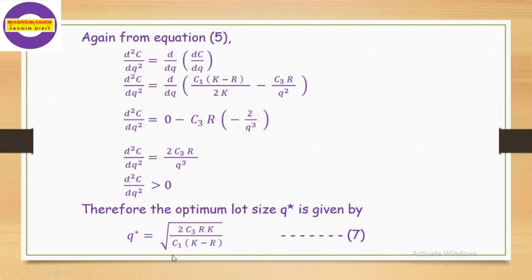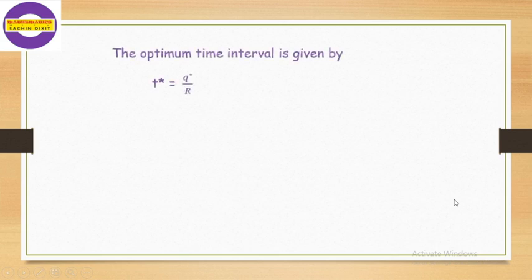That q star is equal to under root of 2c3 rk divided by c1 into k minus r, equation number 7. Now to find the optimum time interval, we have t star is equal to q star upon r, because we know that q is equal to r into t. Now we just have to substitute the value of the optimum quantity, therefore we get optimum time as t star is equal to q star upon r. Substitute the value of q star, we get this expression.